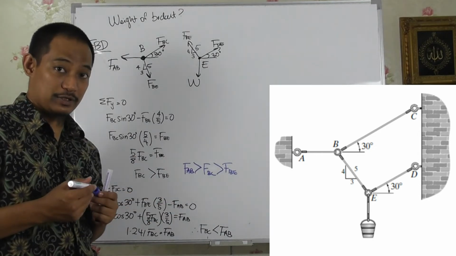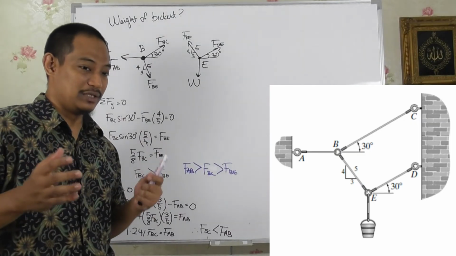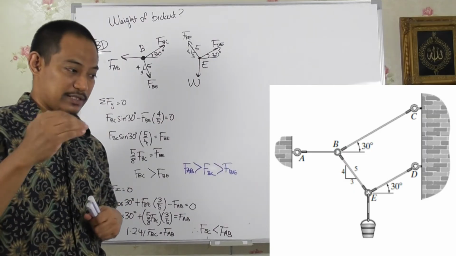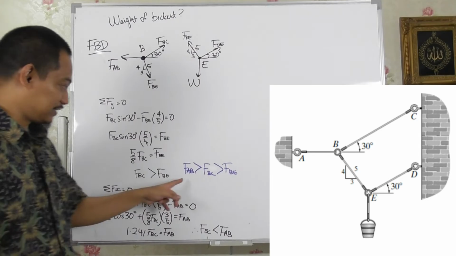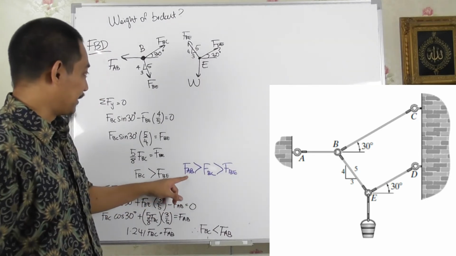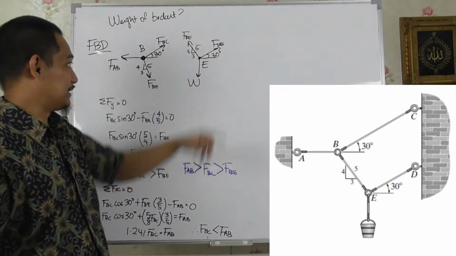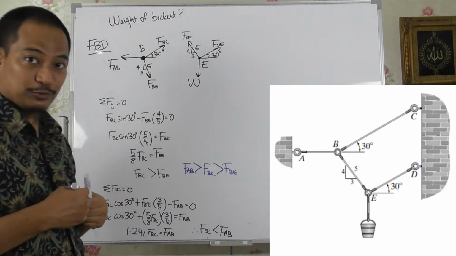Hopefully you can follow so far. We haven't yet calculated anything. We are first trying to see which one reaches that 0.5 maximum force first. So currently FAB is the big candidate because this is smaller, this is smaller. We have to compare this with FDE. Okay, hopefully you are still following.